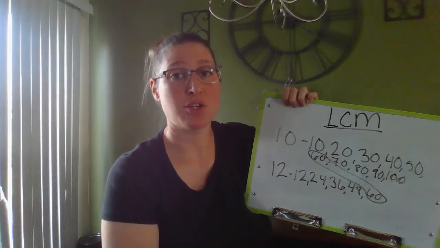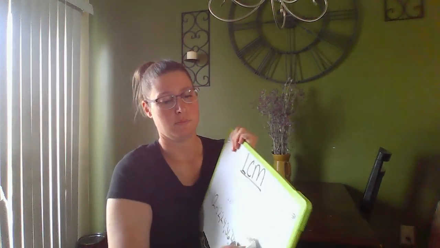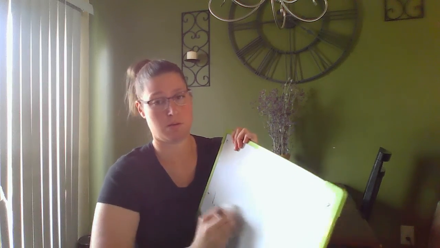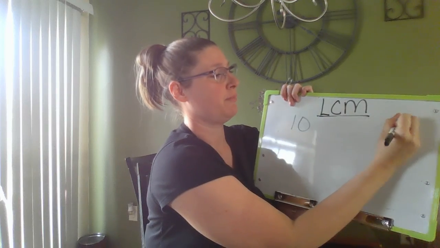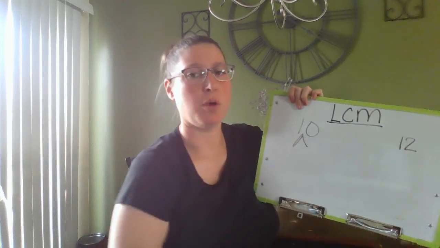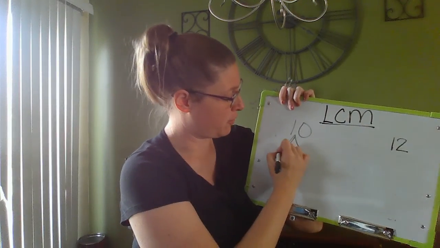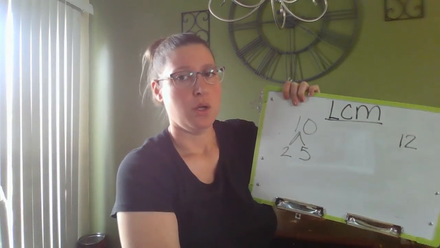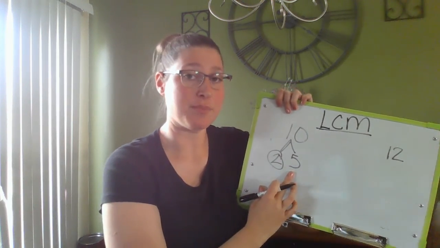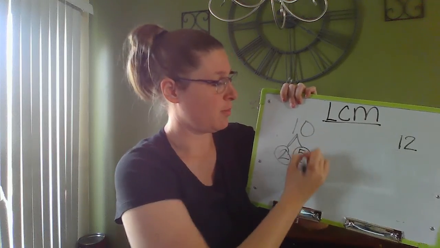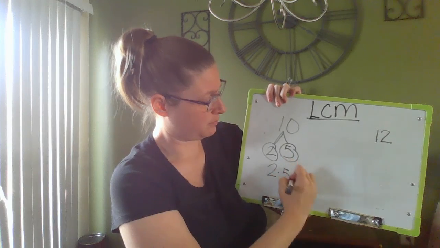Let's see if we get the same answer by doing prime factorization trees. So we're going to start with 10 and 12. For 2 numbers I can multiply together to get to 10, you actually only have one option, and it's 2 and 5. 2 we already determined is prime. 5 is actually prime too, so we're going to circle that as well. So my multiplication problem for 10 is 2 times 5.